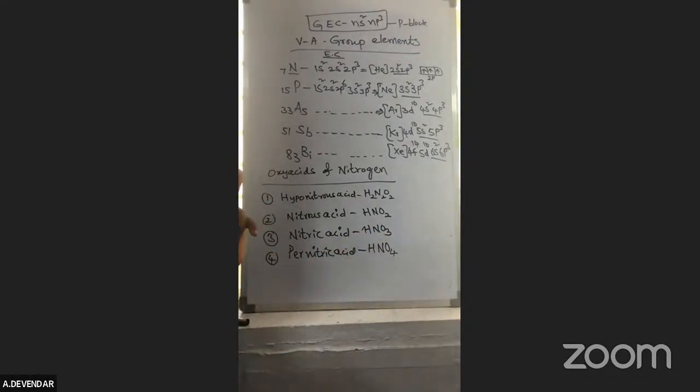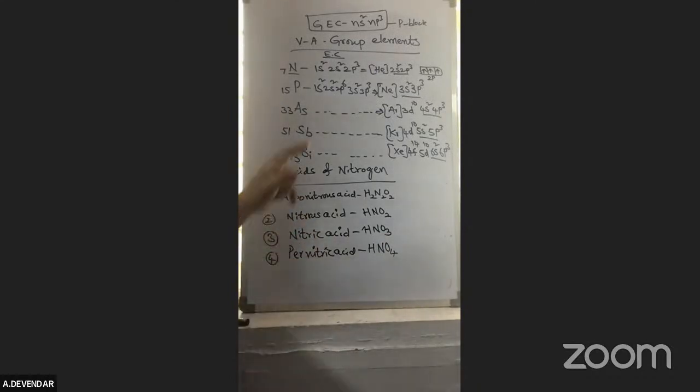First HNO: I am using the dimeric form. If I write the monomeric form, HNO is also correct. This is nothing but H2N2O2. In HNO2, oxygen increases. Oxygen keeps increasing. That's why hyponitrous acid, nitrous acid, nitric acid, and pernitric acid.